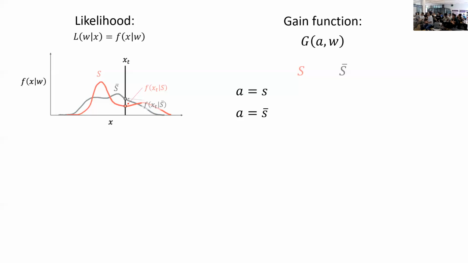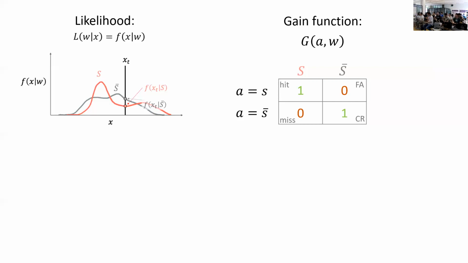And the gain function is a function of the action and the word. Very fair. So this is probably what you saw most for signal detection theory. We know the four quadrants. This is called a hit. And this is called false alarm. And this is a miss. And this is correct rejection.